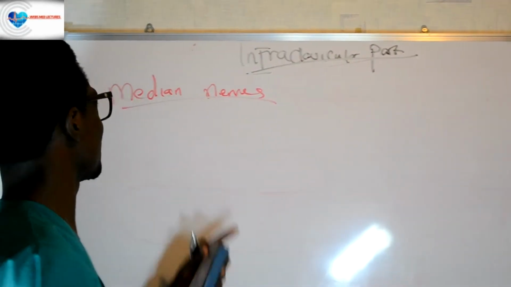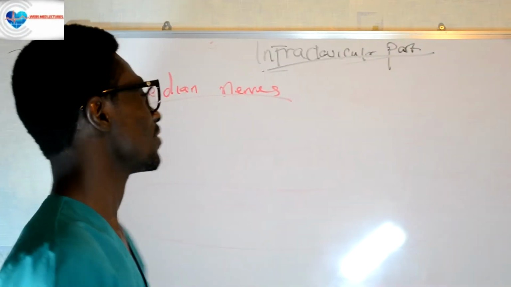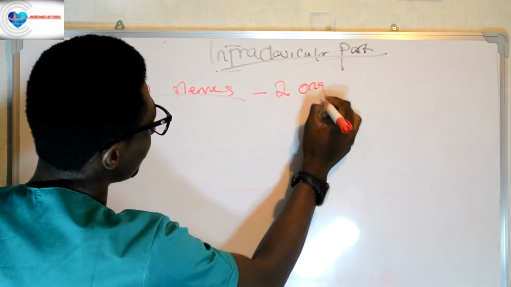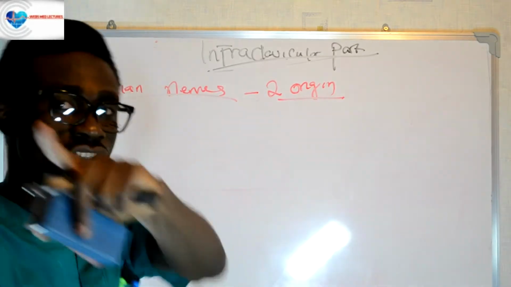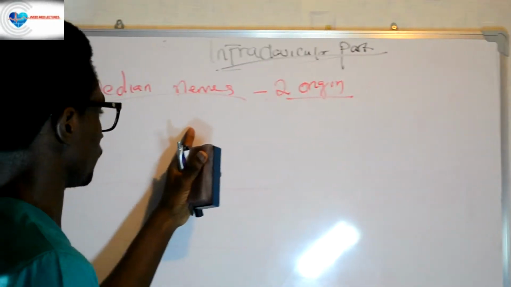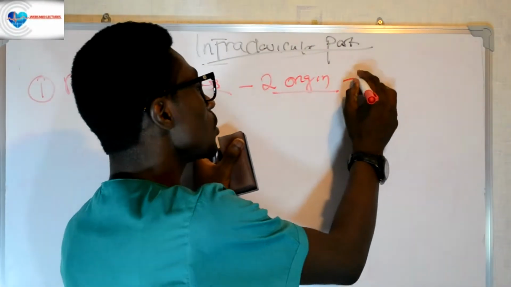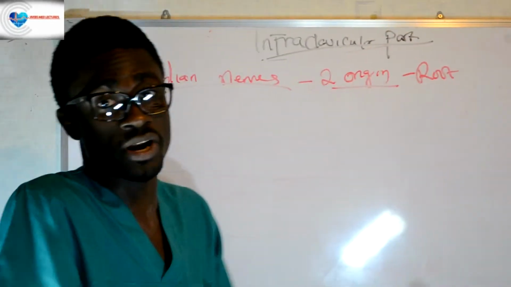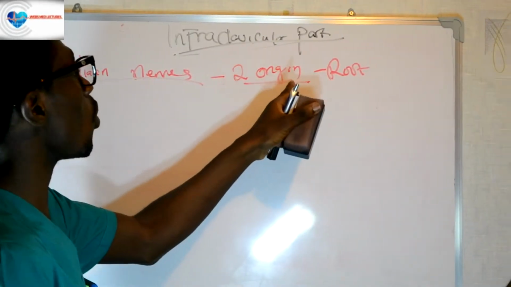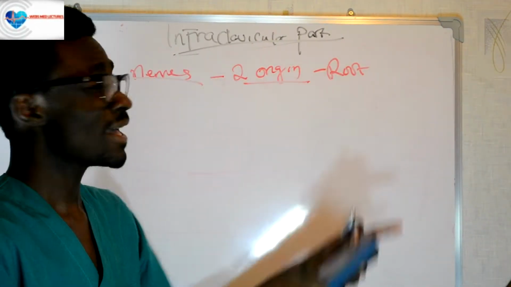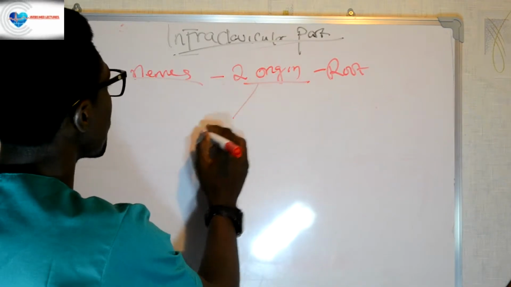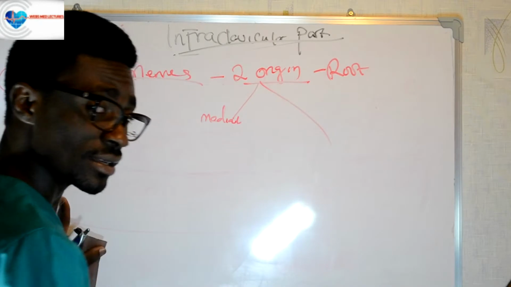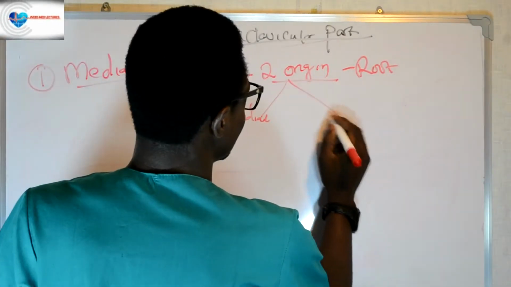So, this nerve, the median nerve, has 2 origins, guys. It has two origins. That's one thing you're supposed to know about this nerve. And the origin makes up what? The root, right? Simply means it has 2 roots, of course. Origin, root, whatever, the same stuff. Alright, it has 2 origins, or you can just say it has 2 roots. And these roots are what? We call them the medial root and the lateral root, guys. Exactly.